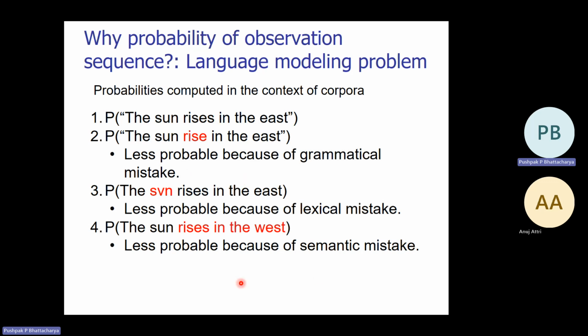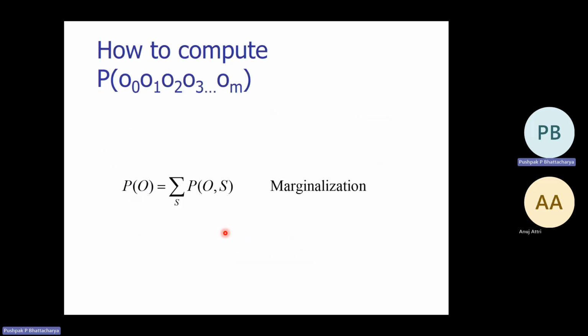So this is very remarkable that the probability of the correct sentence will come out the highest, and spelling mistakes, grammatical mistakes, and semantic mistakes will be penalized because of probability. So how to compute the probability of an observation sequence? Notice that you can apply the chain rule: probability of O0 into probability of O1 given O0, probability of O2 given O1, and so on.